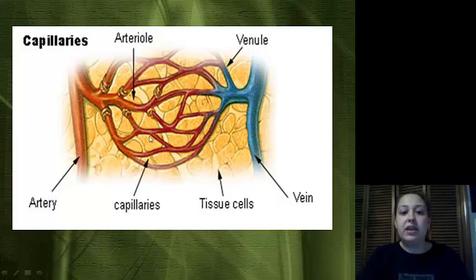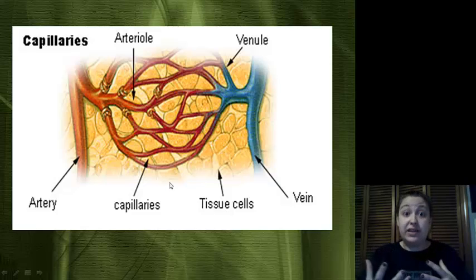So again, here we have fluid going out. Over here in our venules, we have fluids going back in. And then what is not shown in this picture is our lymph vessels that take that leftover fluid and take it back to our veins.